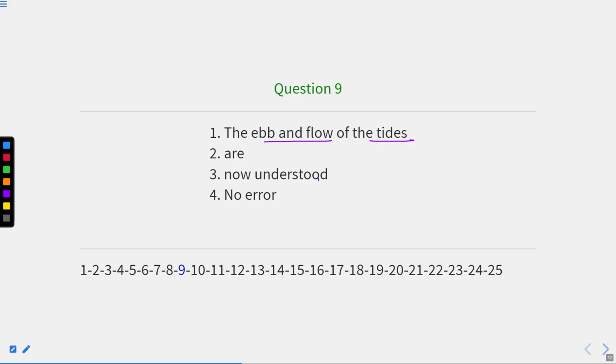Okay, so we are talking about ebb and flow. Ebb and flow is actually a pair of nouns, a pair of words. So here also you can see that the is used before only the first subject, but not before the second subject. Therefore this should be considered singular, and if this is singular, of course we need to write singular form of verb. So this are should be replaced with is. So the correct sentence will be, the ebb and flow of the tides is now understood. Okay, now let us move to the next one. So the second answer will be is.